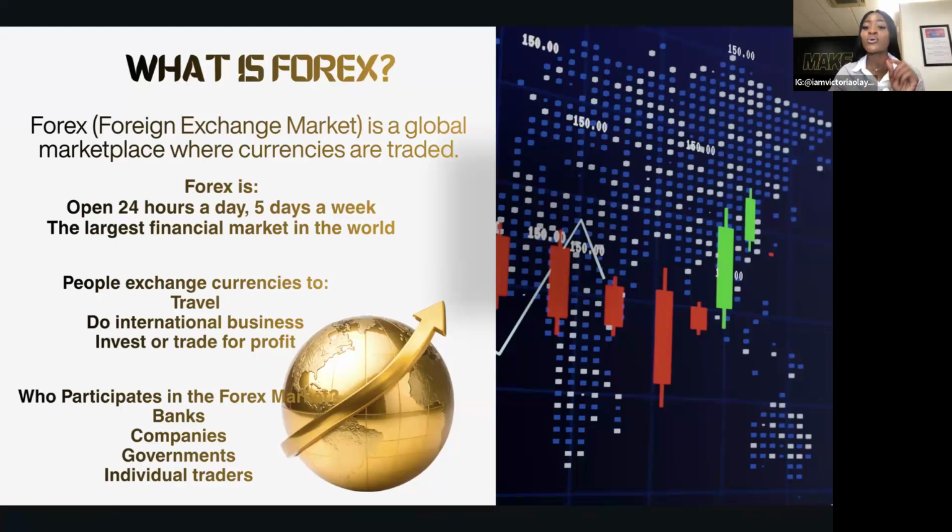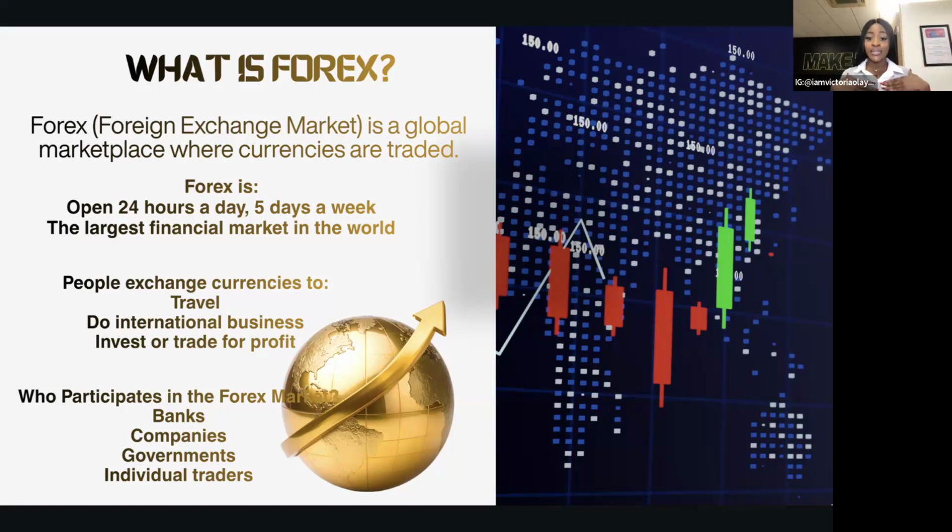I need to add to it also that crypto is open 24/7 a day. It's been traded 7 days a week. So the crypto markets do not close. People exchange currencies to travel, to do international businesses, invest, or trade for profit.